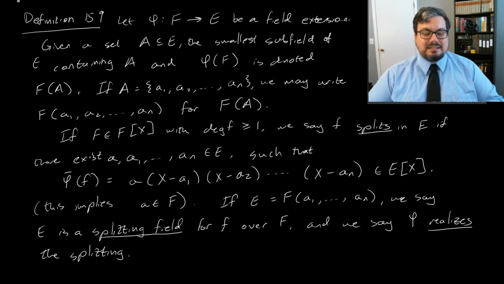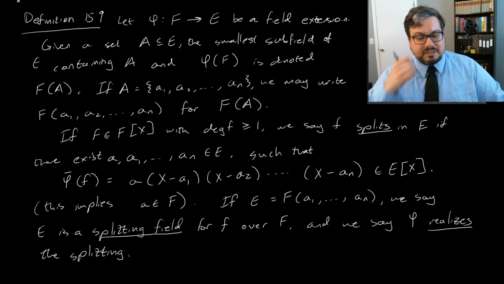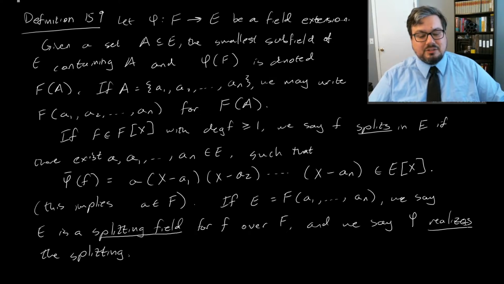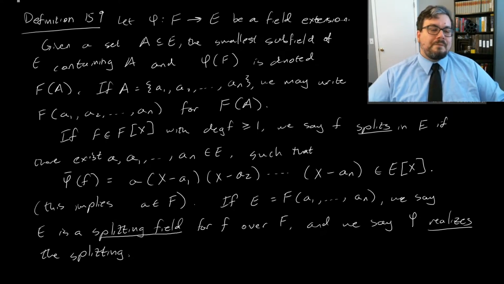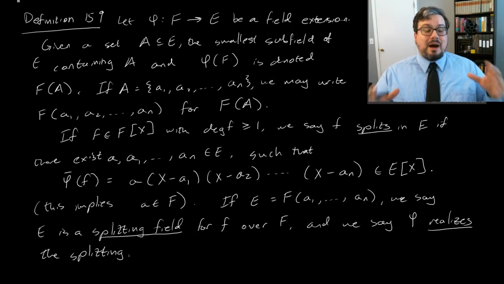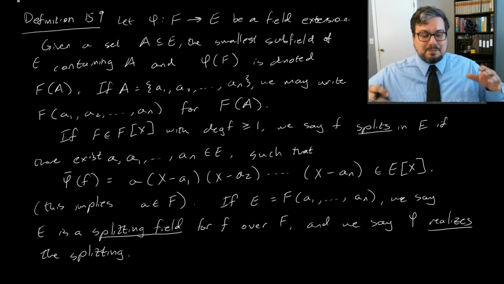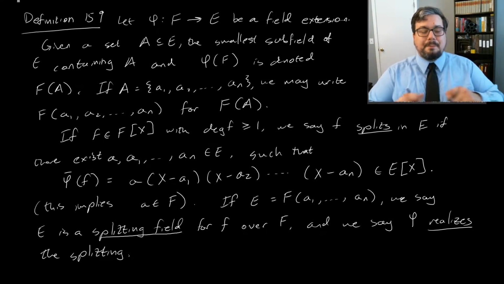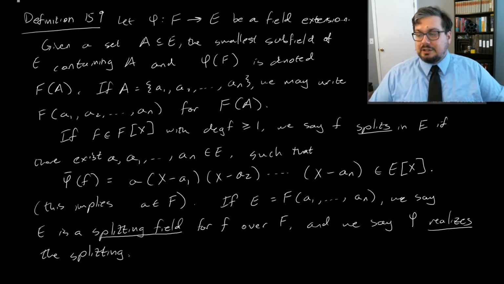Now, this last term, phi realizing the splitting, is my term. This is not the generally accepted term. As far as I know, there is no general term for this. However, everything else here is very standard, very conventional. So we can think of the splitting field of a polynomial as being the smallest field in which the polynomial splits into linear factors, the smallest field in which you can factor the polynomial completely into linear factors.